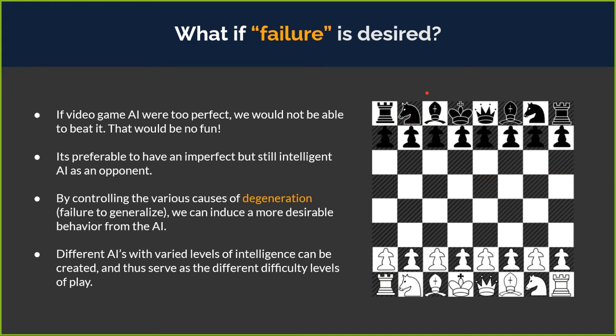And as such, we can control these various causes of degeneration, which is the failure to generalize. And by controlling these causes of degeneration, we can induce a more desirable behavior from the AI. And we can now create many different AIs with varied skill levels, or varied levels of intelligence. And we don't have to implement multiple different algorithms with different structures and different reasoning patterns. We can use the exact same structure, the exact same algorithm for every single AI. We just tweak a few parameters that can control this degeneration.